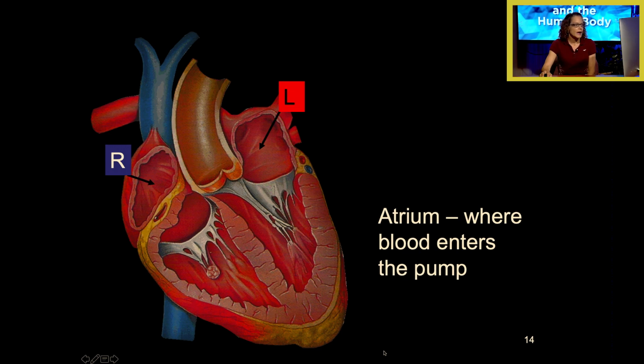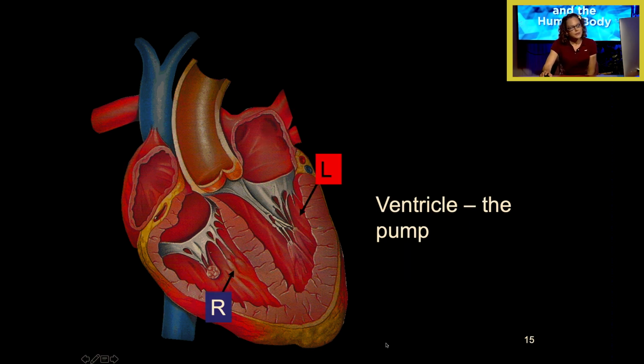Here we're back at our cross-sectional view of the heart, and we can see the atrium. The right and left atrium are where the blood enters the pump. They're the receiving chambers, and the left atrium gets oxygen-rich blood from the lungs, and the right atrium gets the deoxygenated blood from the body.